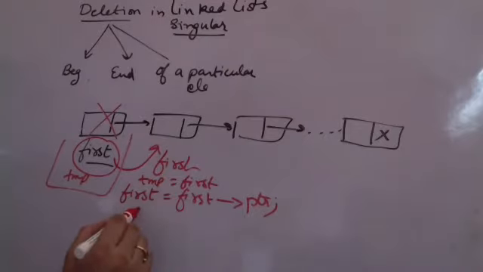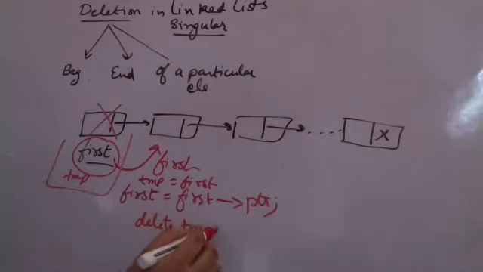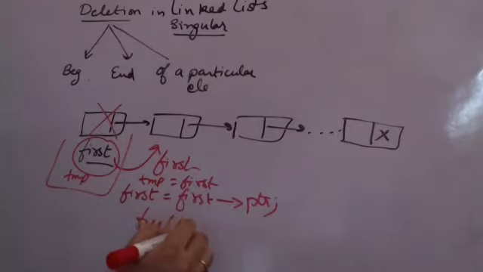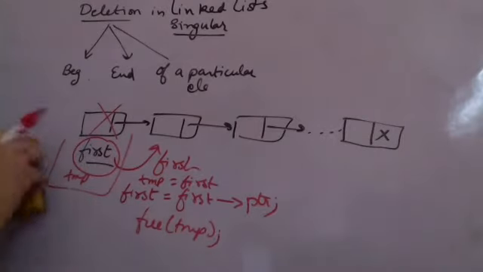Now if I'm using C, I would have used free temp. Since we are working with C++, this should be delete temp, right? But in case we are using C, it is only free temp. So you can use either way, one and the same thing. The memory gets freed, and dynamic memory is now available for usage later on. Done, deletion from beginning done.